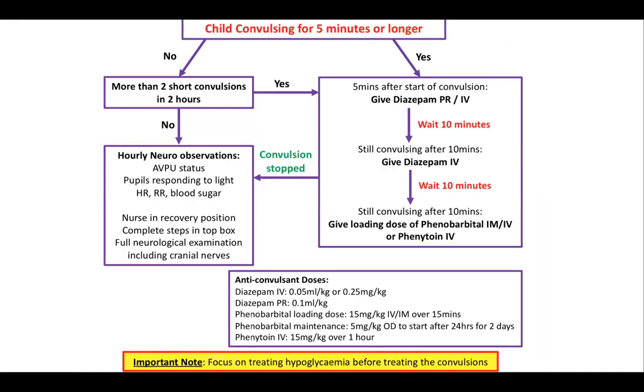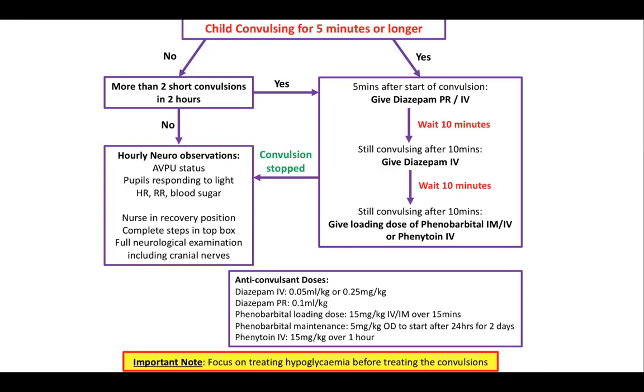So if the patient is having convulsion more than 5 minutes or longer, we can give diazepam rectally if there's no IV access. And at the same time, we need to try to put in the IV access so that we can give IV diazepam. So after that, we will need to wait for 10 minutes. If the patient is still convulsing after 10 minutes, we need to give IV diazepam if there's IV access now.